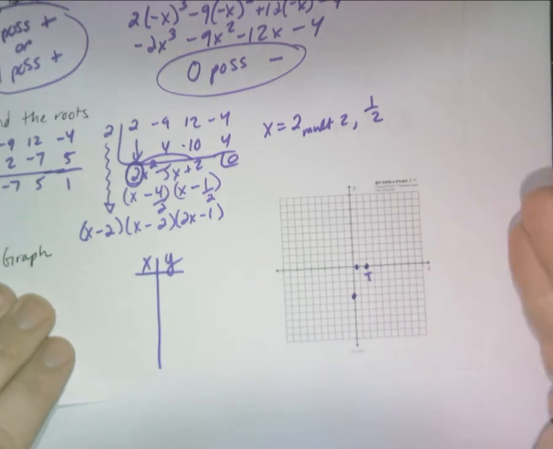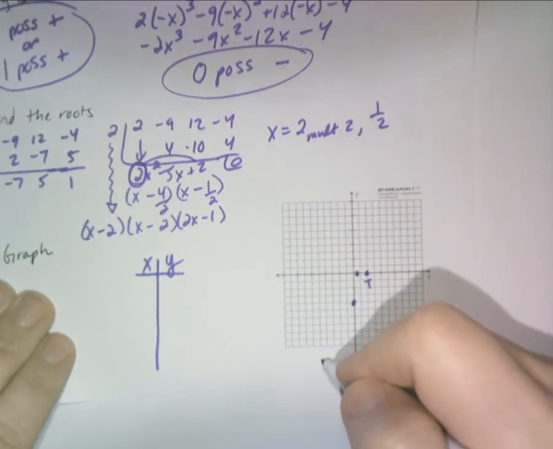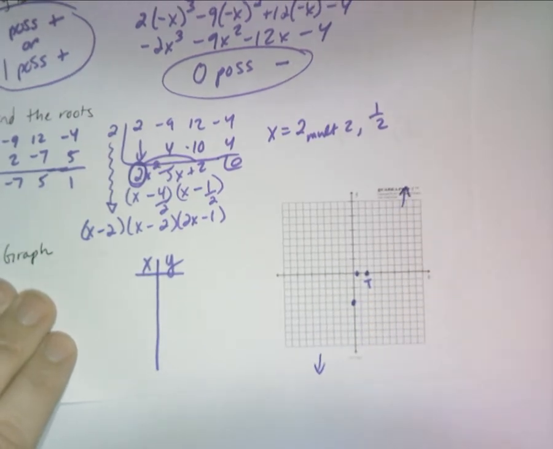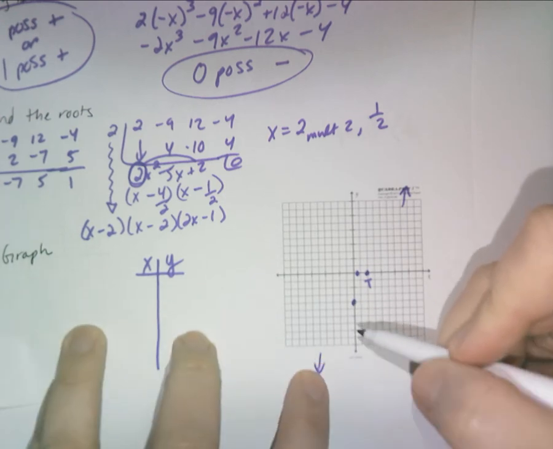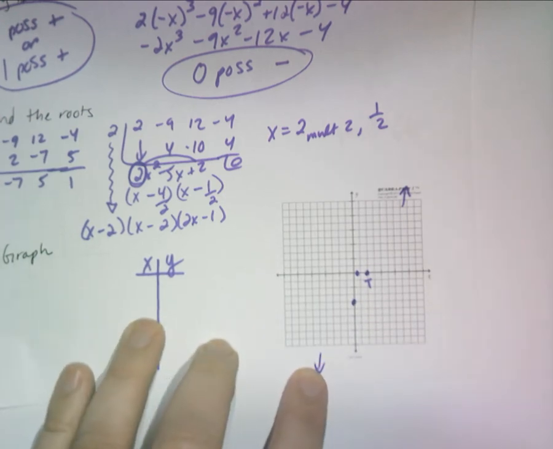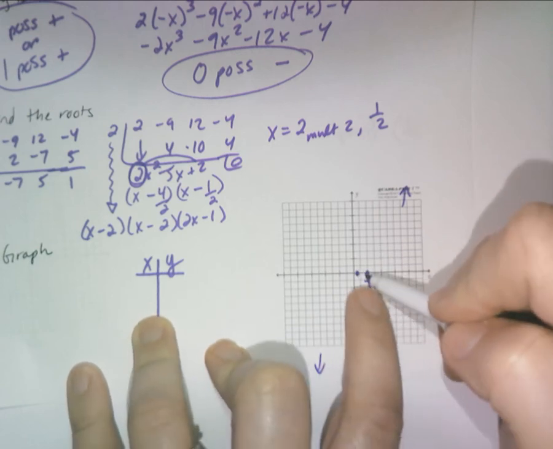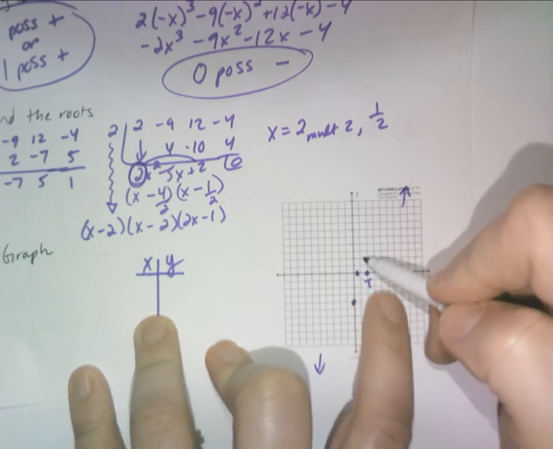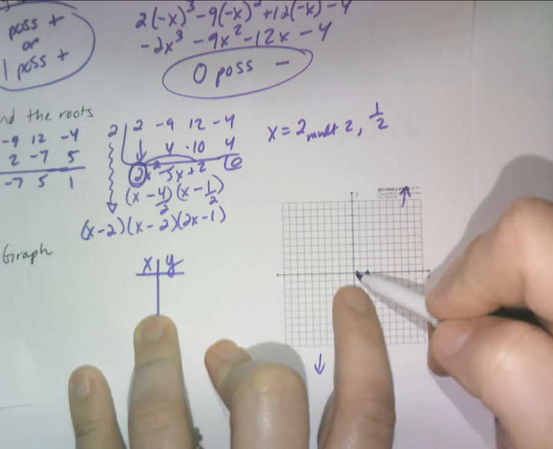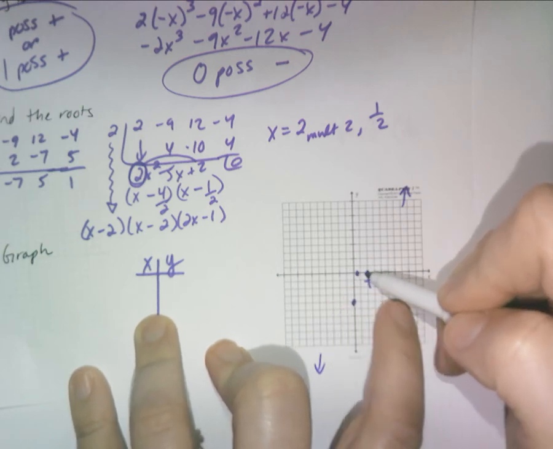All right, so here's what I do. I know it's going to start down. I know it's going to end up. I want you to be more accurate though. Here's what I'm noticing. I know it's going to come down, and like I said, cross through, come back down. I want to see how high that little loop is right here. So I have 1/2 and then I have 2. What number do you think I should plug in here?